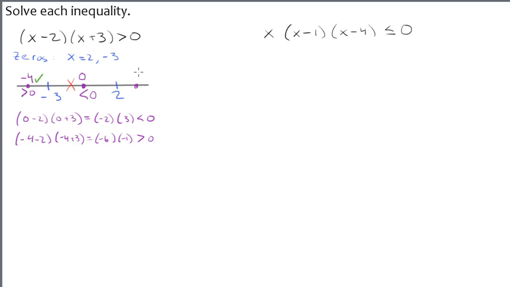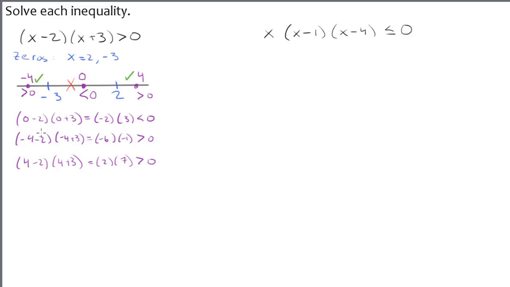And then lastly, I'm going to look at a point over here. Let's try positive 4. (4 minus 2) times (4 plus 3) is 2 times 7, which is also greater than 0. And this also is a good region that works. It's only at these zeros that it can change from greater than 0 to less than 0. It has to pass through 0 because these are continuous functions.